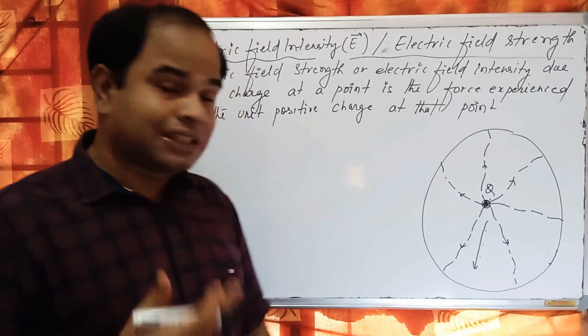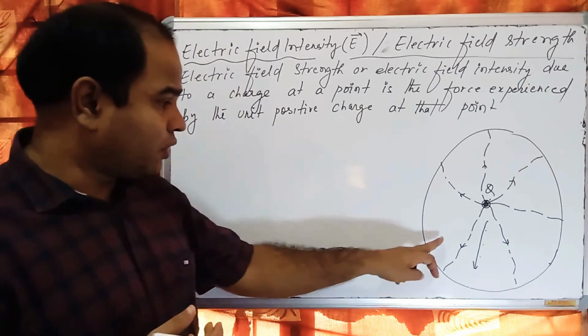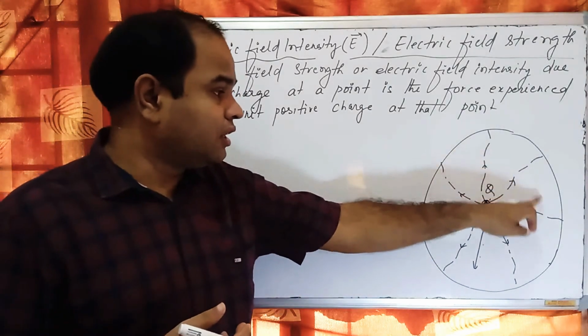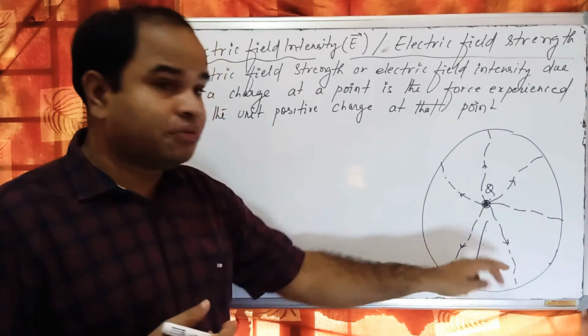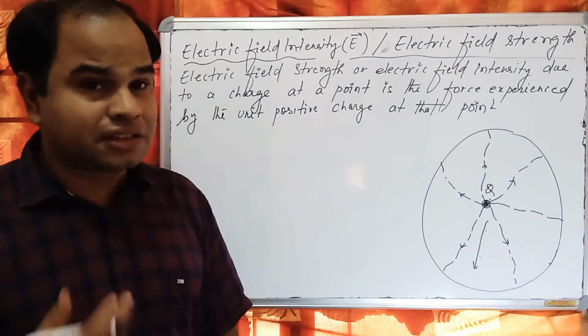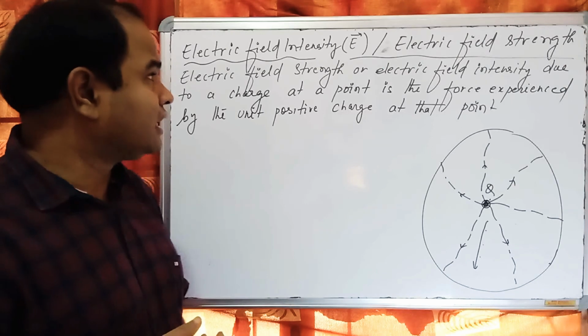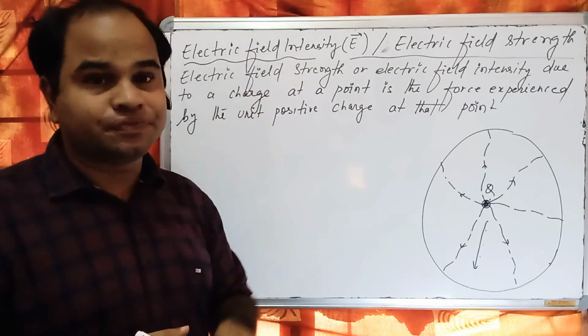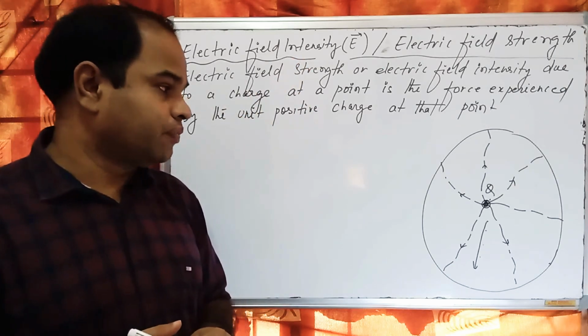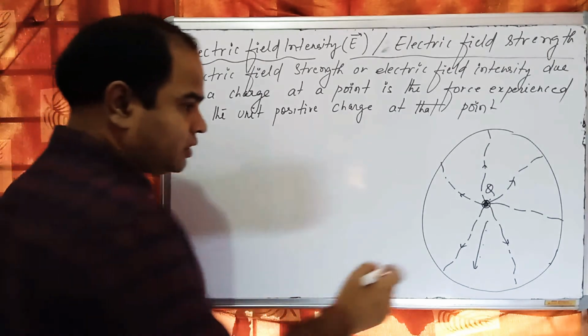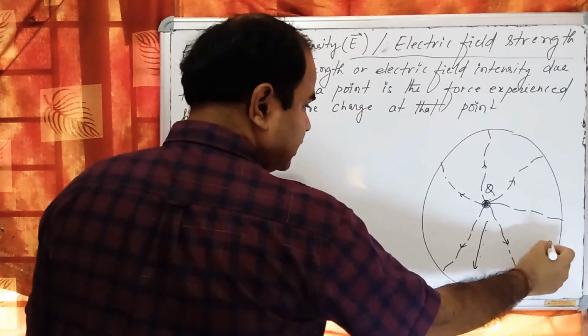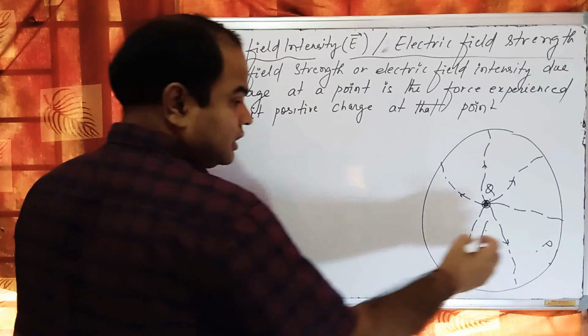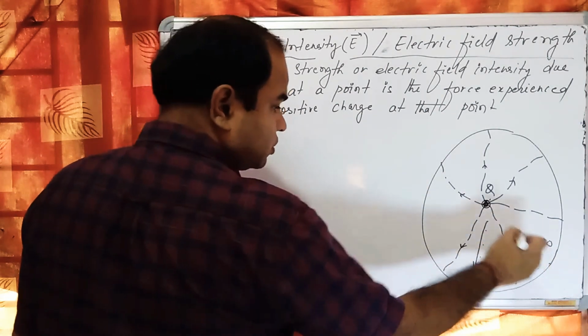So that means we can say at different points in the field we will have different electric field strength or different electric field intensity. Okay. So let us consider a point P, and at that point let us put a charge Q naught.